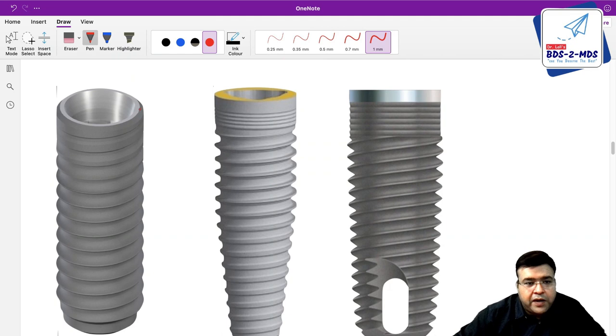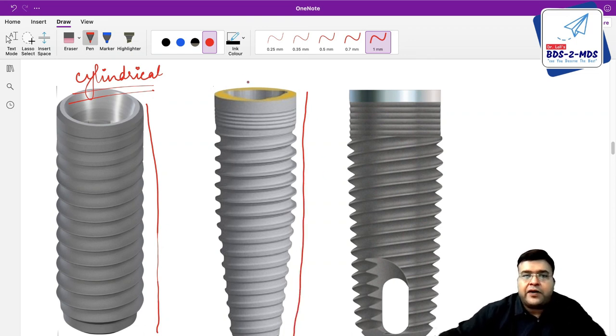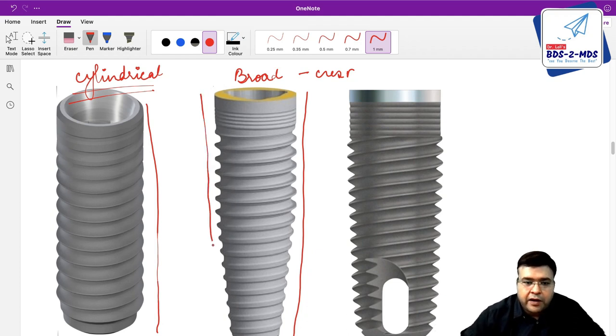The first implant here is a completely cylindrical implant, right? From top to bottom, from the crest to the apex, it is cylindrical. But when you see the second implant, you can find it to be tapered. That means it is broad at the crest and narrow at the apex, right? This is called a tapered implant. So you have different varieties from different companies. You have cylindrical implants, you have tapered implants.